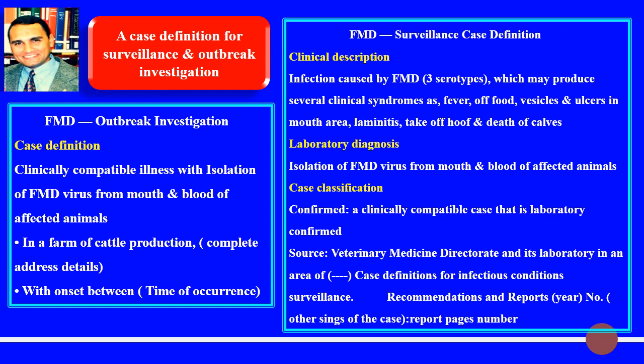The place of outbreak is a farm of cattle production, and we write the address completely, in detail. With onset between, we specify the time of occurrence of this investigation of the outbreak.